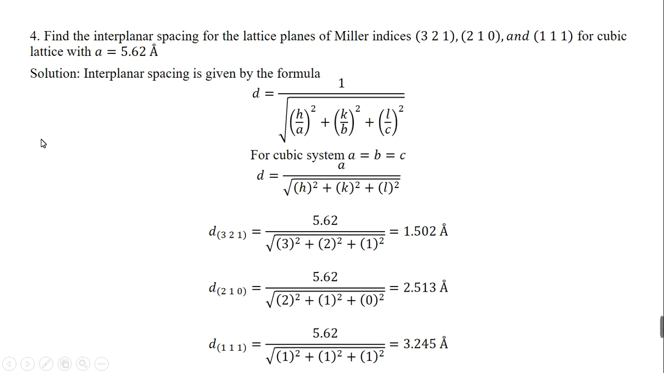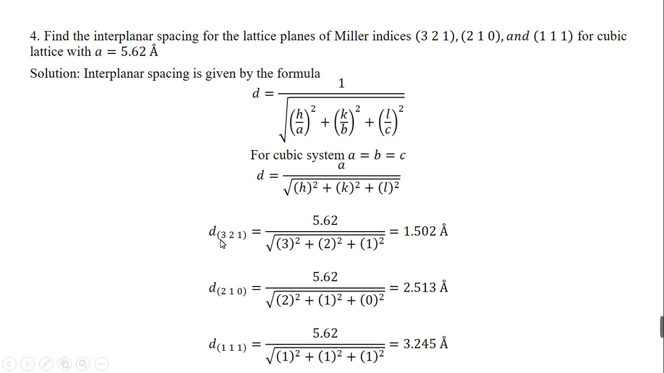Now all the values are given to you. Substitute the value 5.62. No need of converting this into meters. The answer you will get in angstroms directly. So no need of making any conversion. Angstrom to meters conversion is not required here.